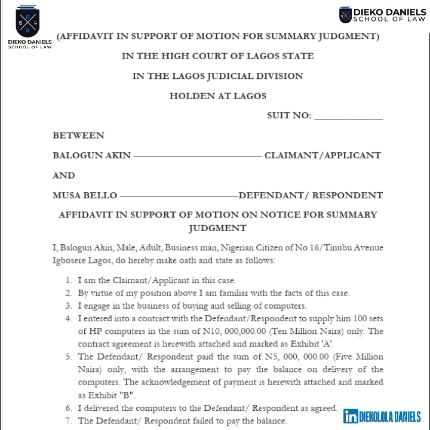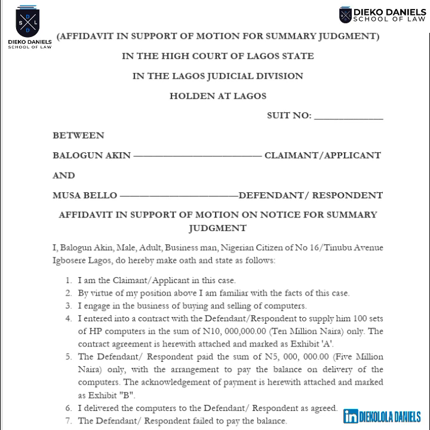In our last drafting class, we talked about how to draft a motion for summary judgment under Order 11 and Order 13 of the Abuja rules and the Lagos rules. The Lagos rules are under Order 13, and the Abuja rules are under Order 11. We talked about that draft in our last drafting class.